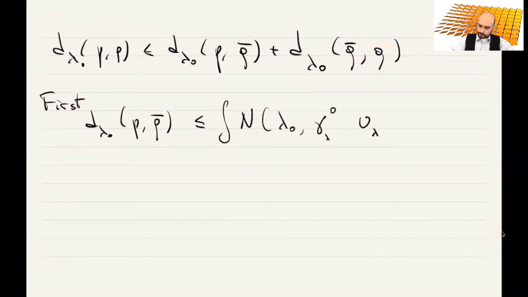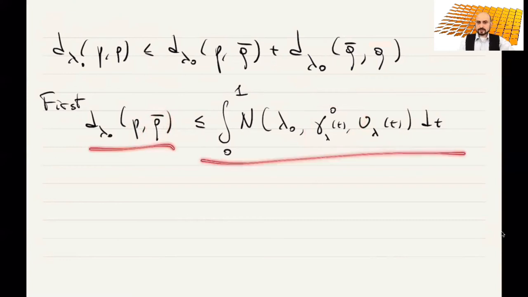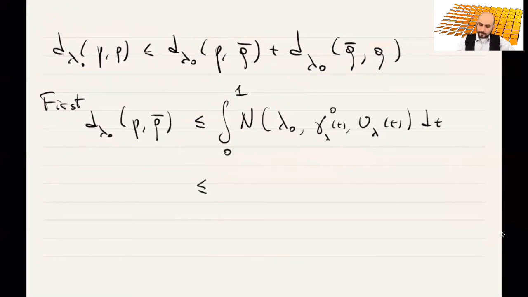So t in dt, right? So this curve connects P to Q bar. By definition, Q bar is the endpoint of this curve, and this distance therefore is less than this length. Now, because of Gromwall inequality, we know that this point is close to the point gamma lambda t by an amount less than delta.